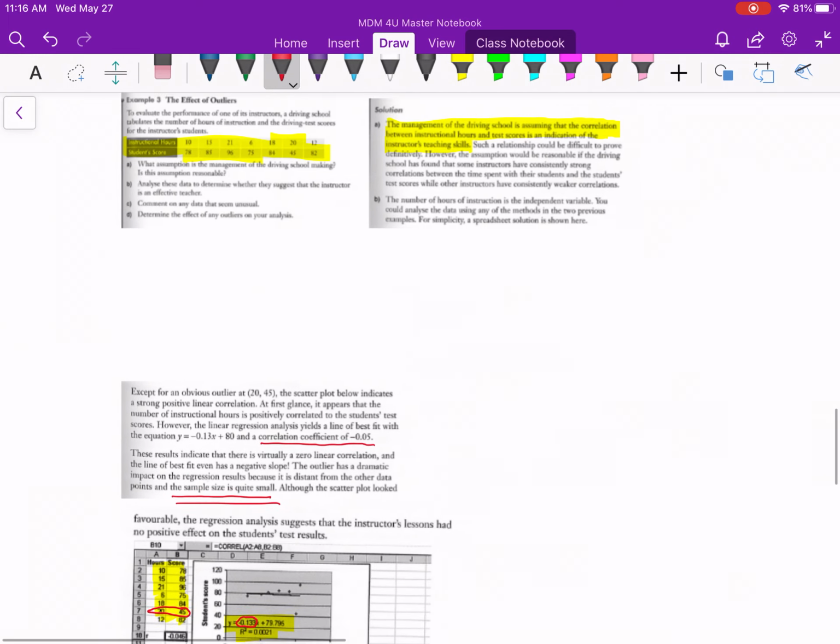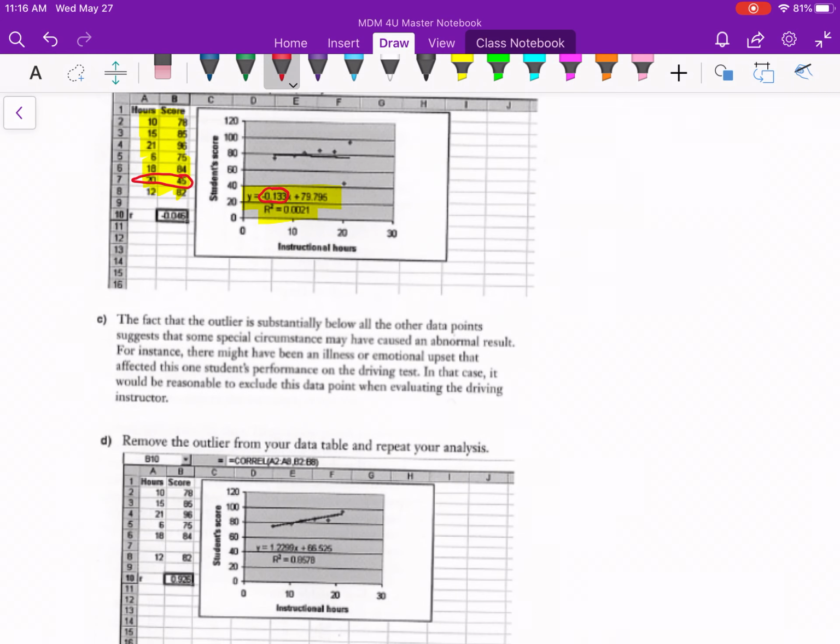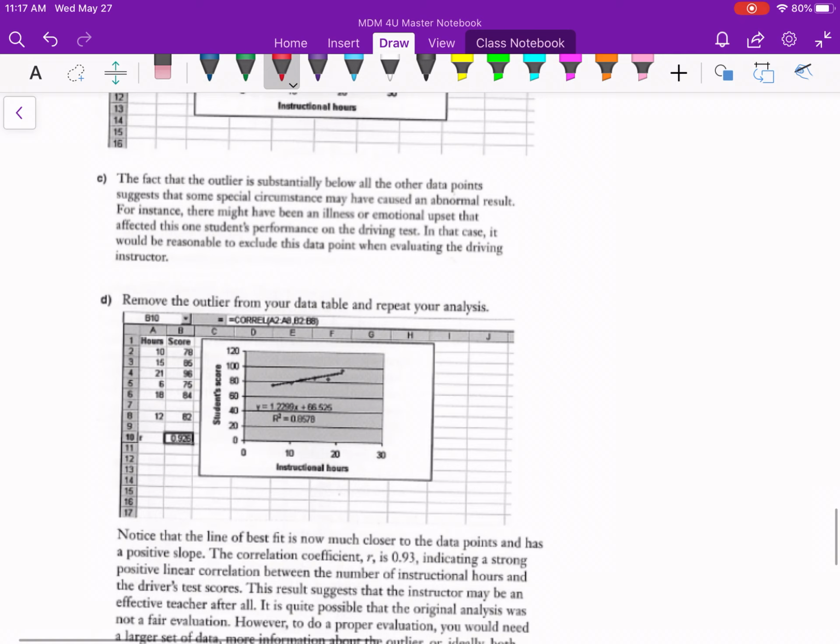All right, next question. Comment on any data that seems unusual. Again, we have an outlier. Interpreting this, maybe the person was upset today, maybe the person was sick that day, maybe it's just someone who doesn't take instruction well. Who knows what's going on? But this one student is causing the data to go way off. So in this case, it might be reasonable to exclude this data point, especially because it's such a small data set. If we had hundreds of students here, this one outlier wouldn't make much difference. But with such a small data set, it makes a big difference.